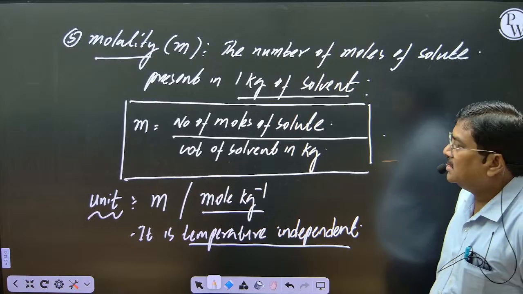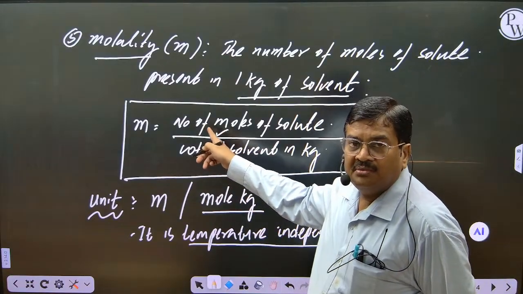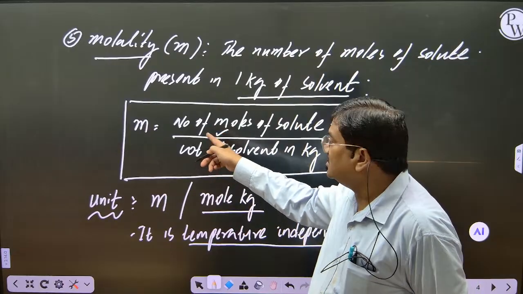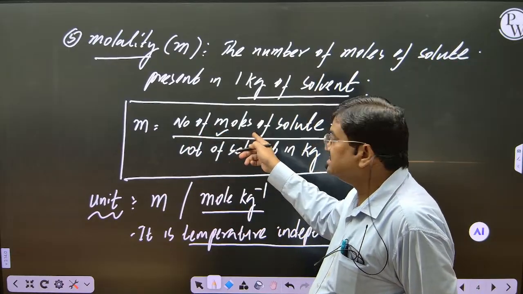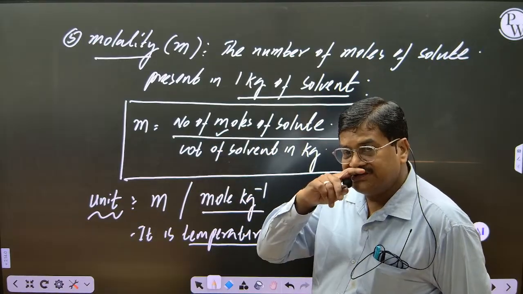Now see, in place of the number of moles, what do we write? Number of moles, how do we get it? Mass of solute by molar mass of solute, no? So now I am elaborating this. In place of moles of solute, what do we write? Mass of solute by molar mass of solute.